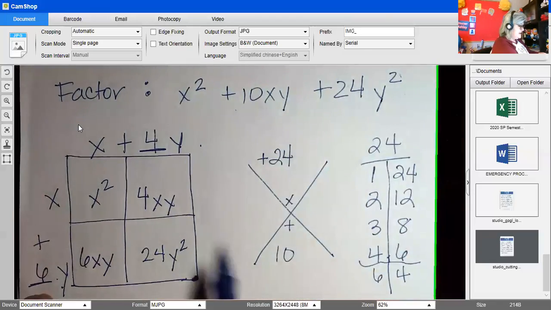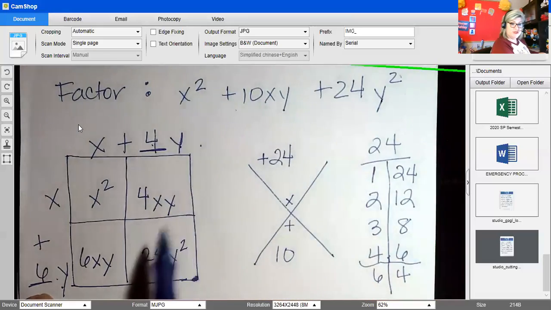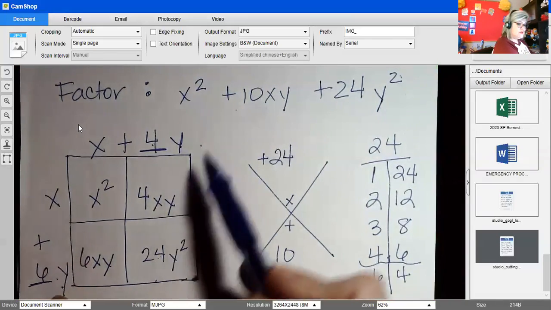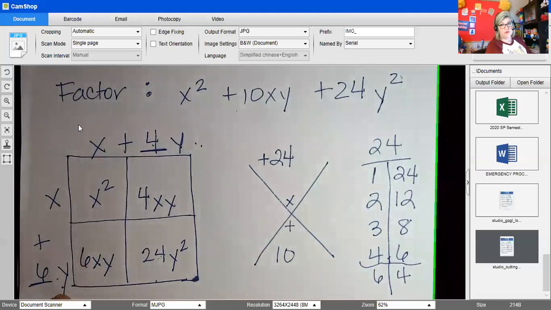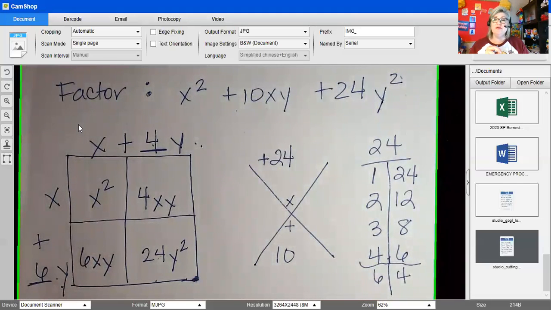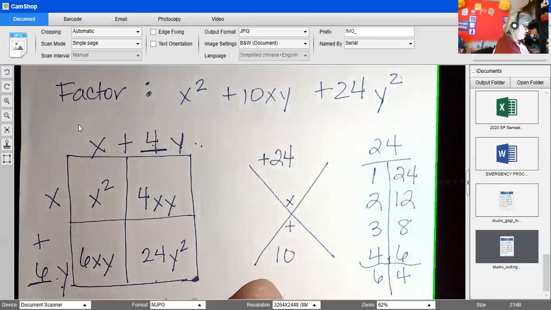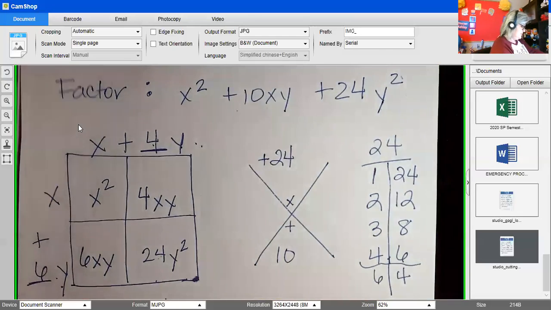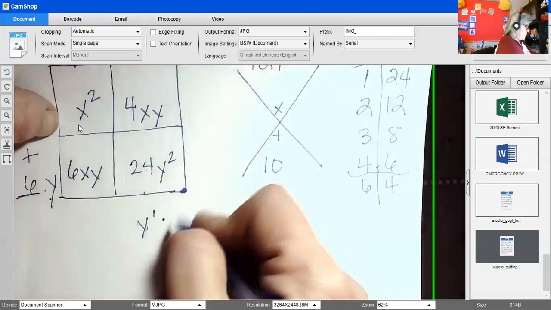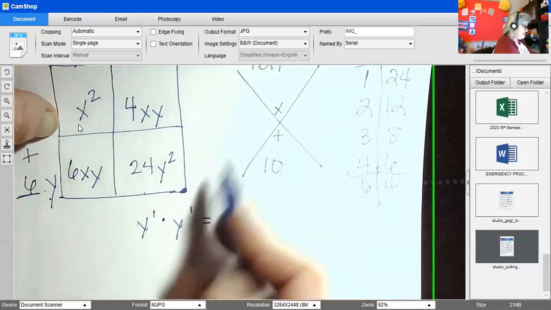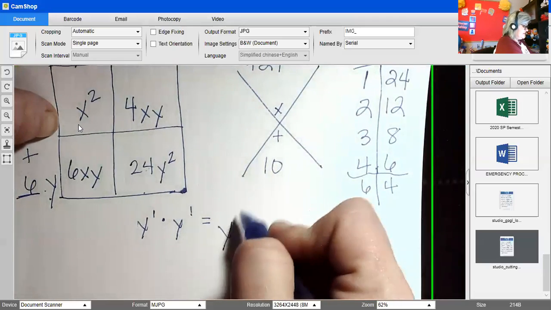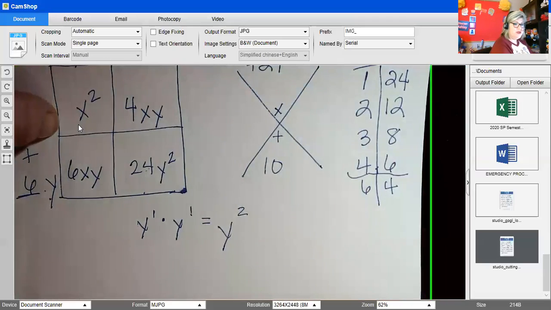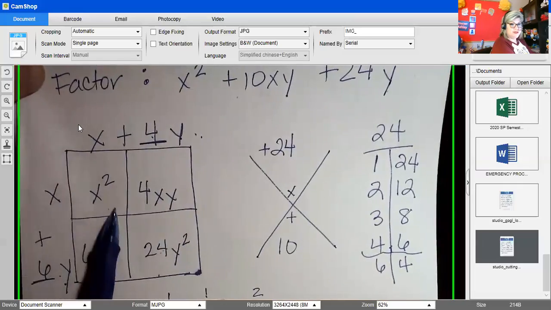And we know that 6 times 4 is 24, and y times y is y squared, because we're simply adding those exponents. Anytime you multiply something with the exact same base, you're adding the exponents. And so we have y to the first power times y to the first power. We just add these two exponents. That gives us y to the second power. And you know that already because you're used to doing this with x.